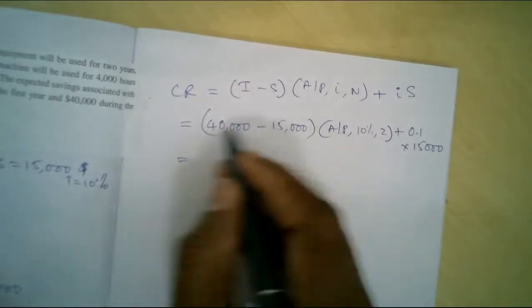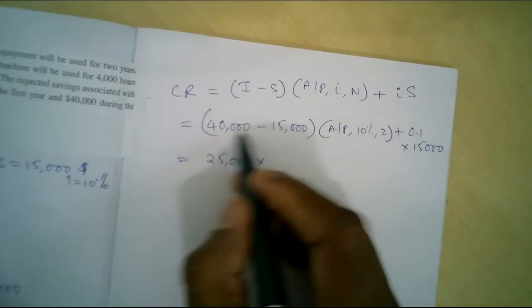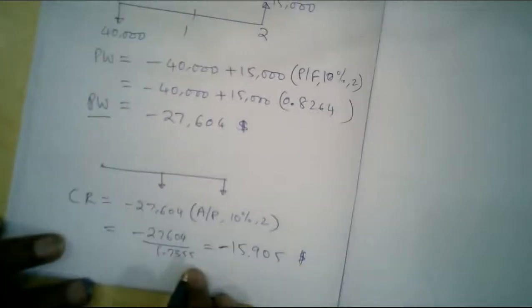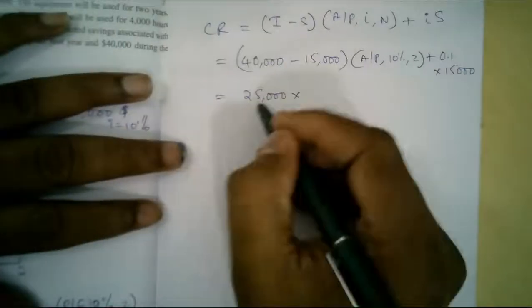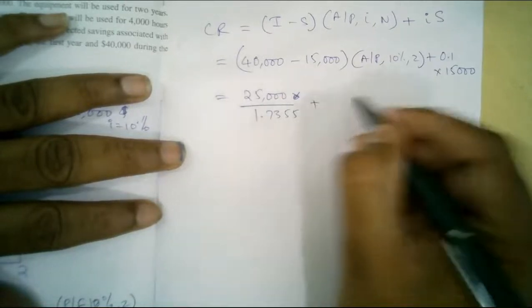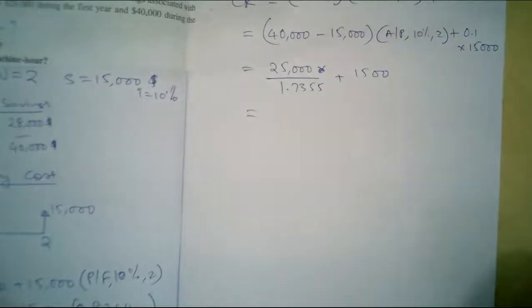So that is nothing but 25,000 multiplied by, right? Now A by P I don't have, but P by A I have, and the value is the same, 1.7355. So here I will say 1.7355, then plus, this will be 1,500. Okay, so what am I getting here?